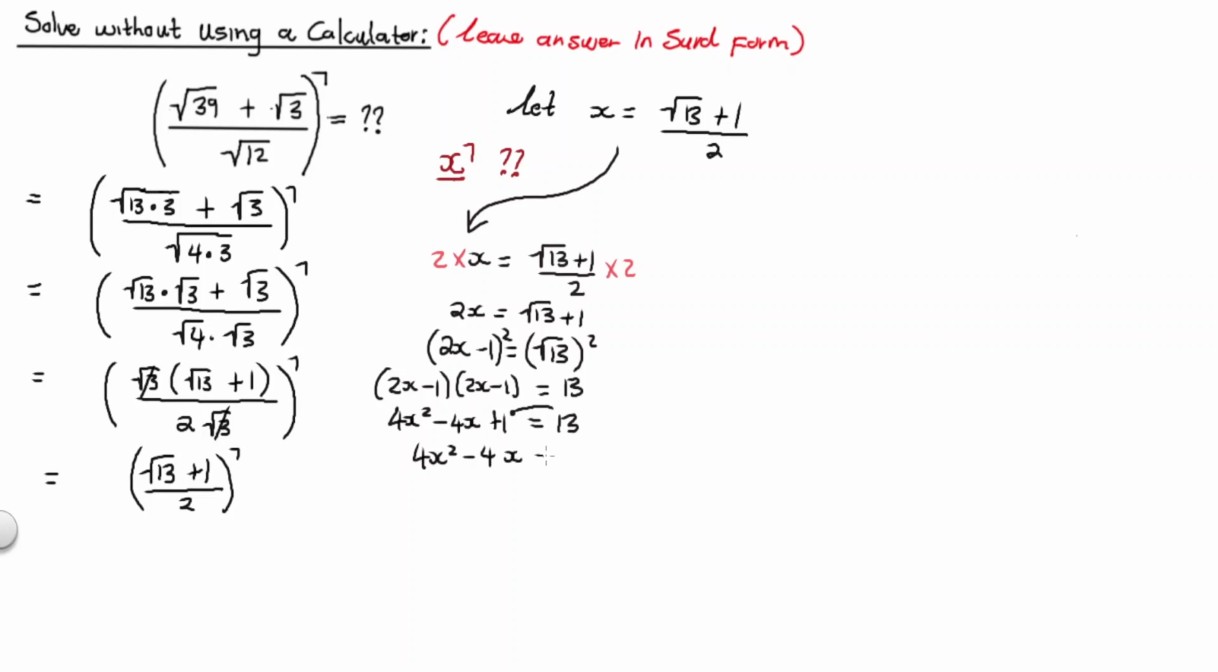Then it's 12, because 13 subtract 1 is 12. Okay, therefore I'm going to divide both sides by 4. Why? 4 is a common factor on the left hand side. Then I'm left with x squared minus x equal to 3.